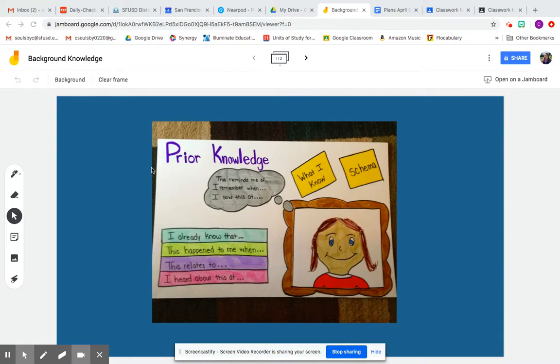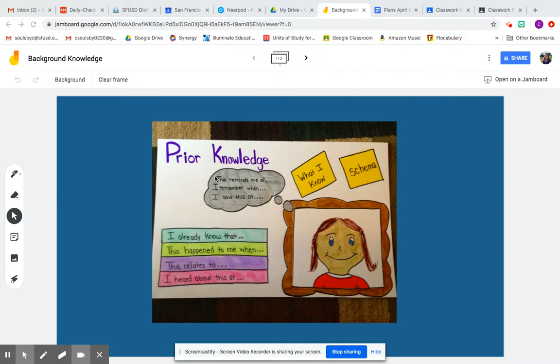So think about the last time you were in a reading group at my back table. As soon as I hand you a book, what do I ask you to do? Yeah, hopefully you said to do a picture walk or to read the back cover summary or look at the front cover. And the reason why we do this is so that you can activate your prior knowledge.